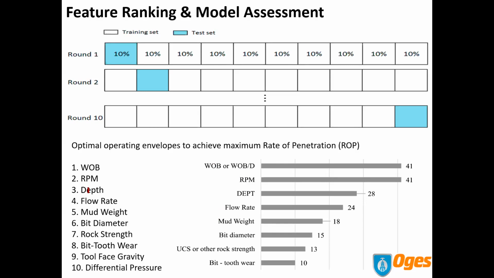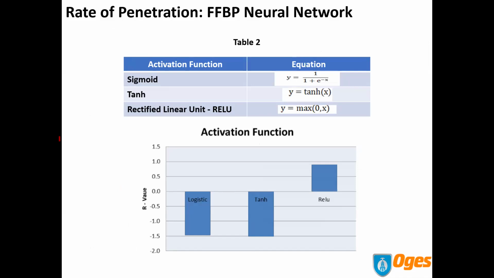So this is important in enabling us to build our model, identifying the variables that have the most statistical impact on, in this case, ROP. And so when we build our model, we can keep that information to hand so that we build a model that will actually give us a much better rate of penetration.